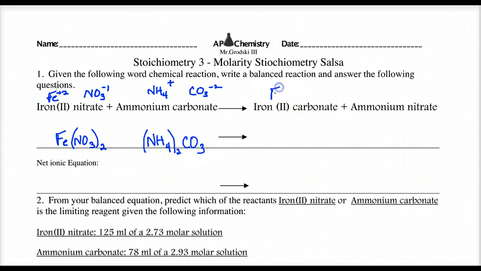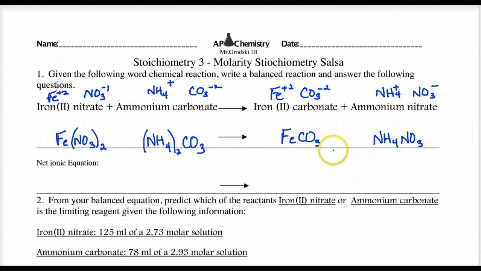Over here, iron is still plus 2. If you notice, the charge is not changing. That's why it's not a redox reaction. We're not losing or gaining electrons. We're just kind of switching places. Carbonate is still CO3 negative 2, and of course this would have to be 1-to-1 to make this electrically neutral, FeCO3. And ammonium nitrate, still the same ammonium ions and nitrate ions, and we would put them together as NH4NO3.